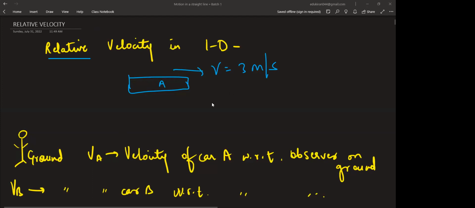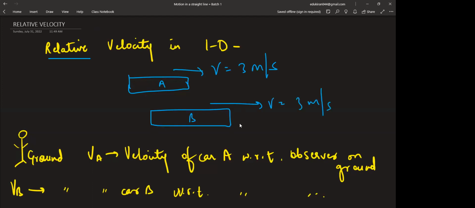So it is having velocity 3 meter per second. But if I say another car B is present, which is running at the same speed, 3 meter per second, same speed. But when this car comes and we talk about the velocity with respect to this body, then it might not be 3 meter per second. It can be 0, it can be 3, it can be more.